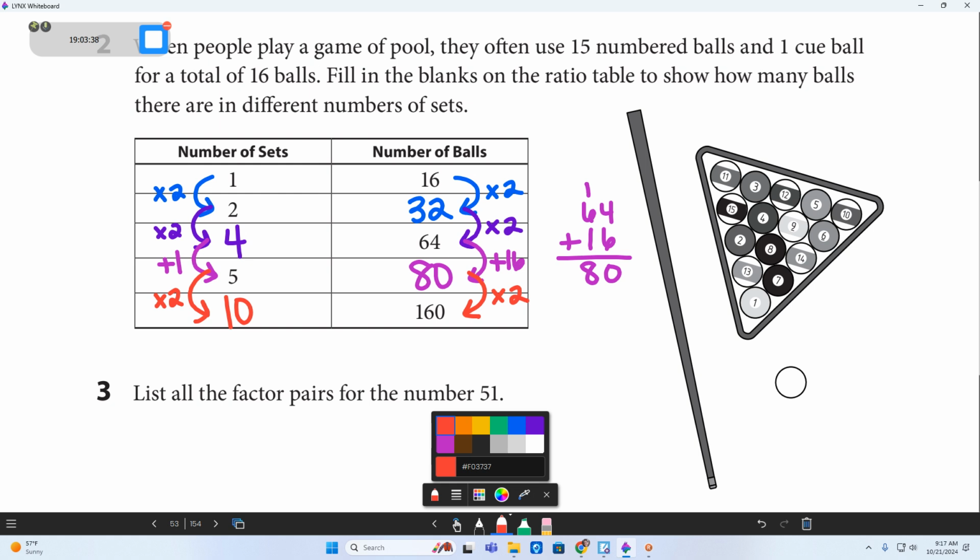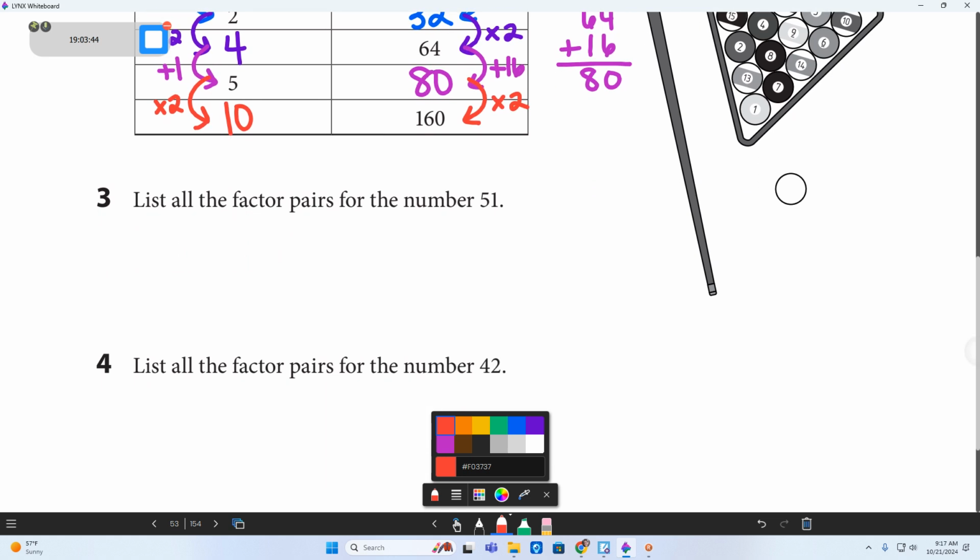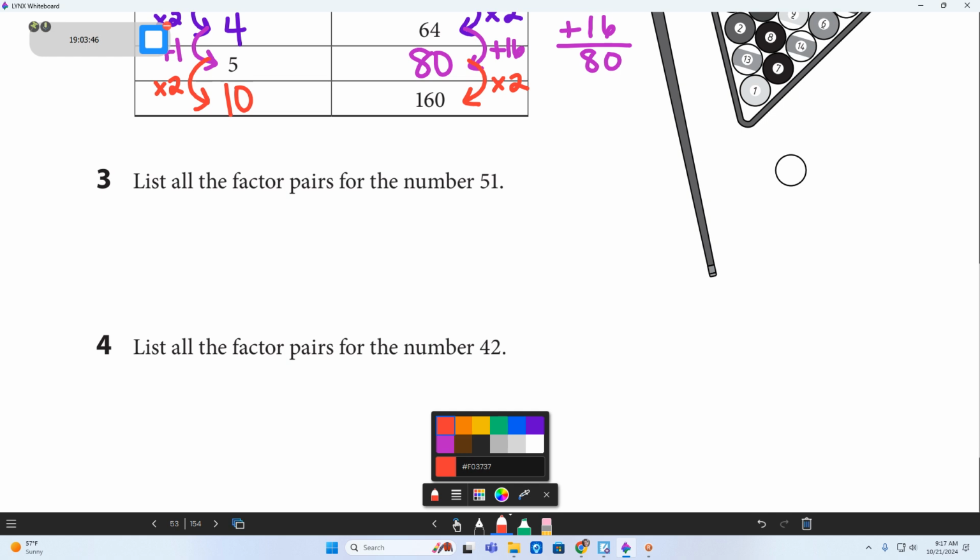It's just a lot of good number sense to figure it out. All right, it says list all the factor pairs for 51. Oh my goodness, we have not talked about factors in a while, so we have to think what times what equals 51. All right, now I know the one that definitely works. I know that 1 times 51 will work, and 2 is not going to work because 51 is not even.